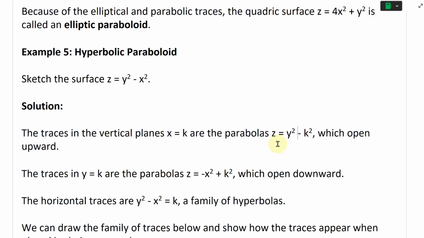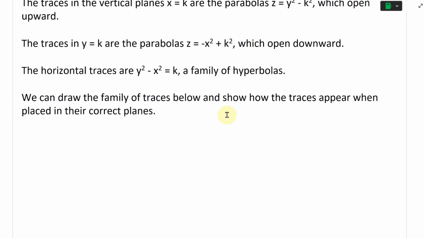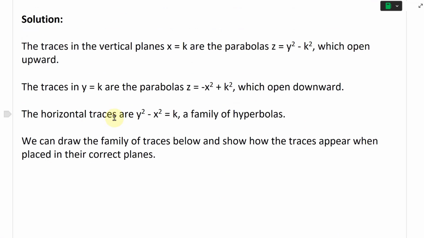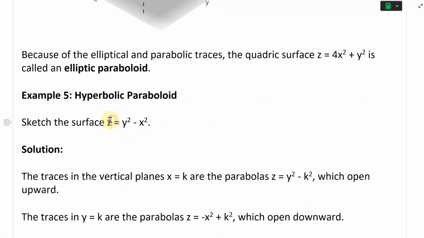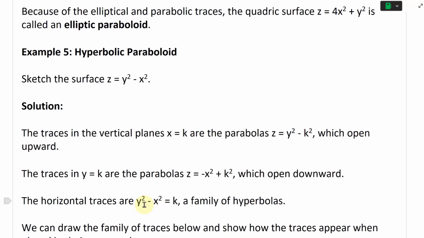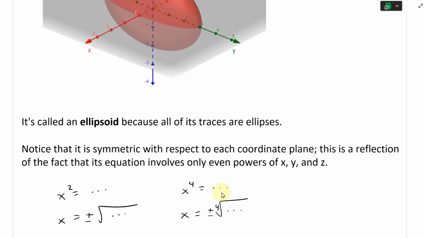And this other one is the opposite of that. It is going to go up like that, but it's going to be below the origin if k is a positive number. All right. So the horizontal traces is when z equals k. So when z equals k, just put in k there. So we'll have y squared minus x squared equals k, a family of hyperbolas.